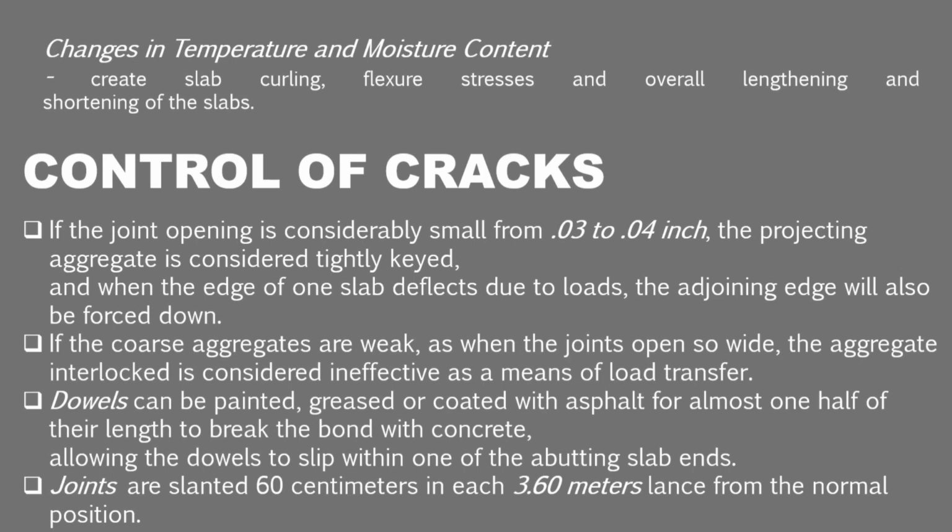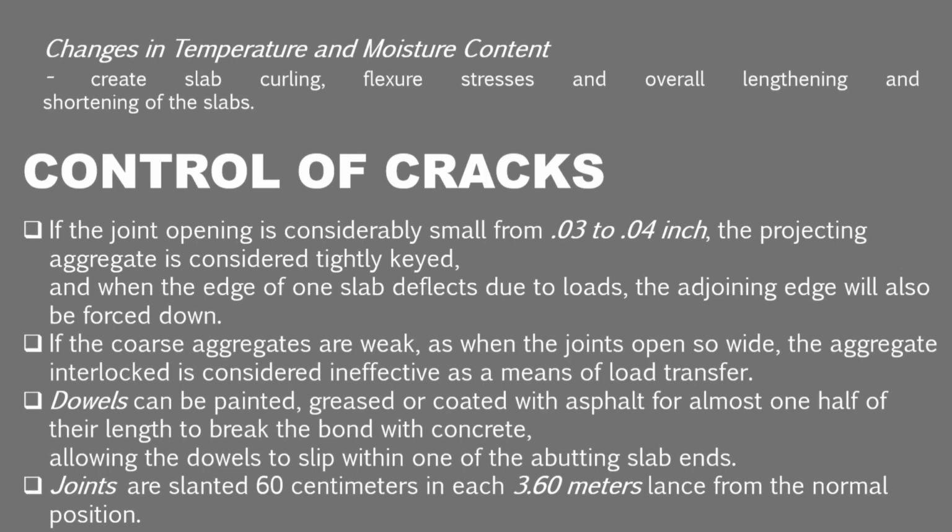We also need to control the cracks. If the joint opening is considerably small, from 0.03 to 0.04 inches, the projecting aggregate is considered tightly caged, and when the edge of one slab deflects due to loads, the adjoining edge will also be forced down. If the coarse aggregates are weak, or when the joints open so wide, the aggregate interlock is considered ineffective as a means of load transfer.